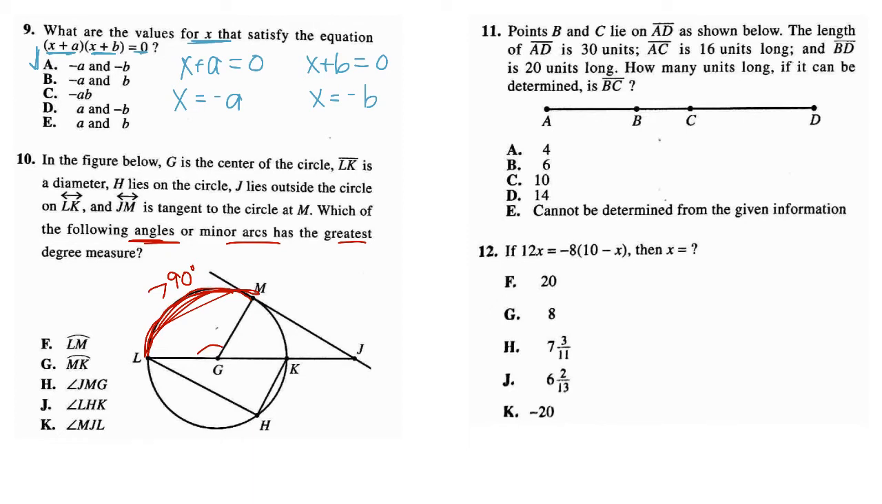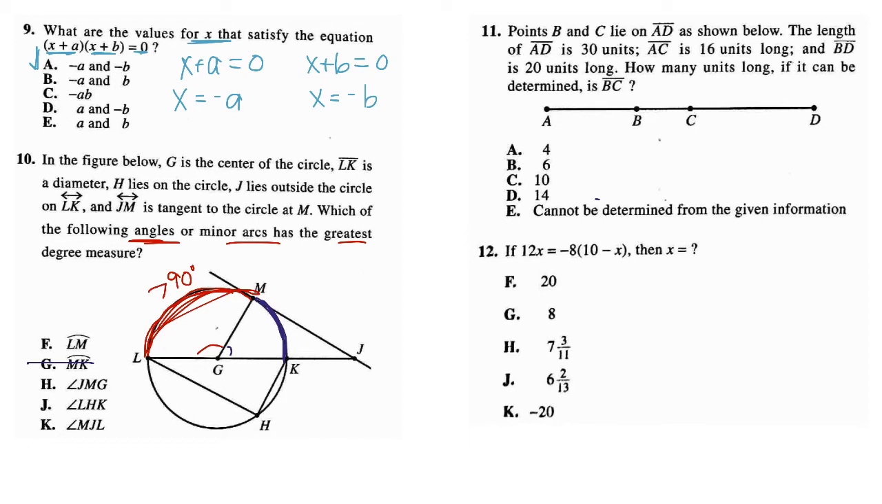So let's look at arc MK. And I'm going to swap colors to see. Arc MK, so this arc here, that's less than 90. So that can't be correct. Because if something's less than 90, then it's certainly not going to be bigger than something larger than 90. So what about angle JMG? So again, I'm going to swap colors. And let's look for angle JMG.